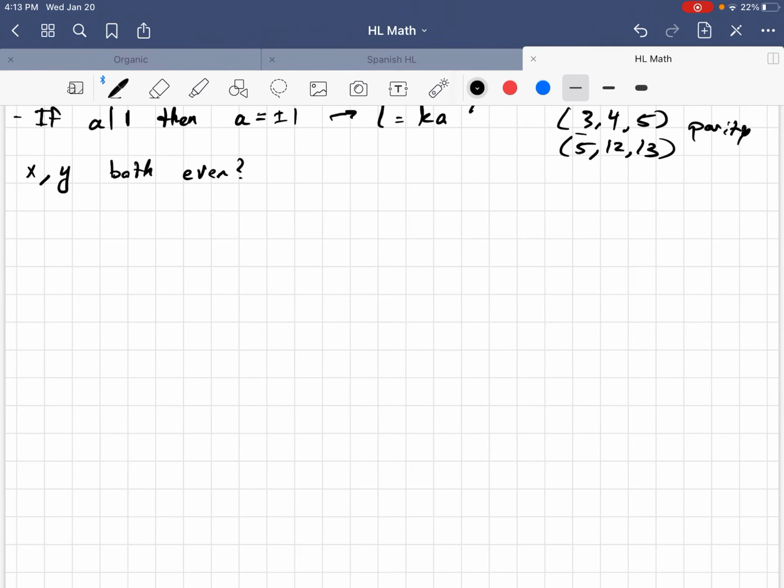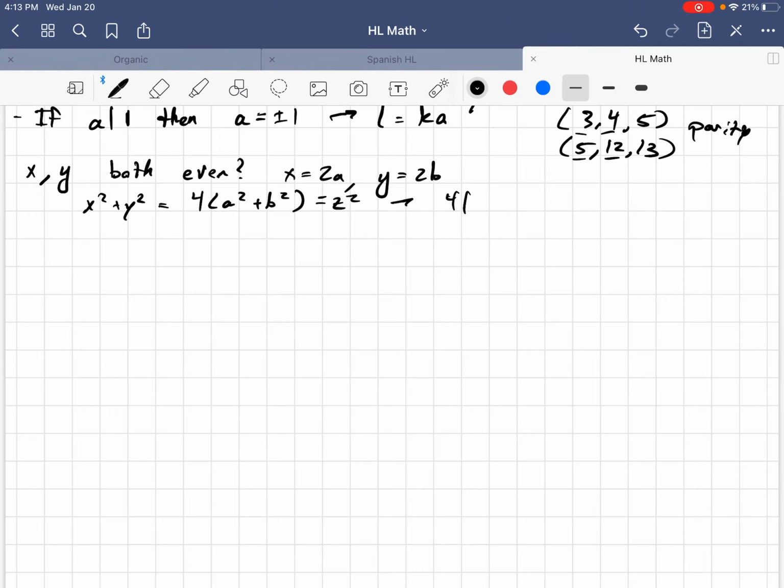And I ask this because here one's odd and one's even. So can X and Y both be even? Well, if X and Y are both even, then, for example, we could say X is equal to 2A for another integer A, and Y is equal to 2B for another integer B. And then that would imply that X squared plus Y squared is equal to 4 times (A squared plus B squared), which is equal to Z squared.